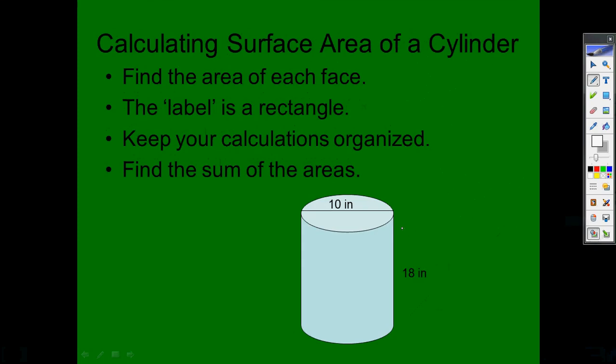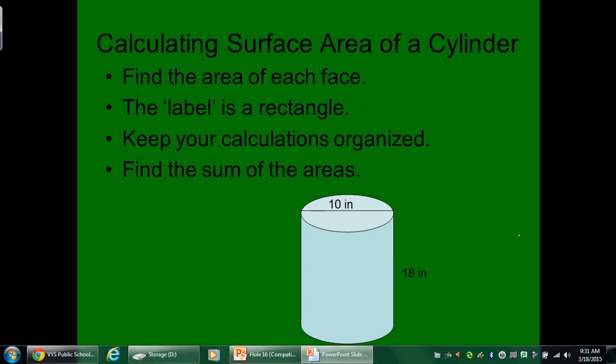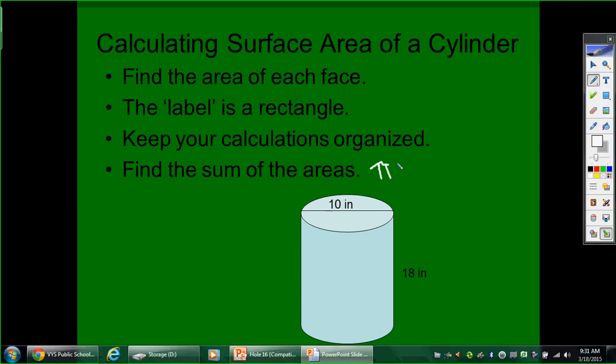This is the same example we went through earlier. Again, just looking at pi times my radius, which would be 5. My diameter is given, my radius is half of that, squared, and I have two of those circles, so times 2. Plus, I need to find the area of this rectangle, which that circumference gives me the width, pi times diameter times the height.